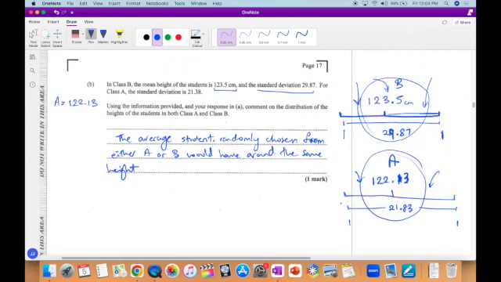So we could state as well: the average student randomly chosen from A or B would have around the same height. However, class B has a greater spread than class A, because that means that more students will fall into this average.